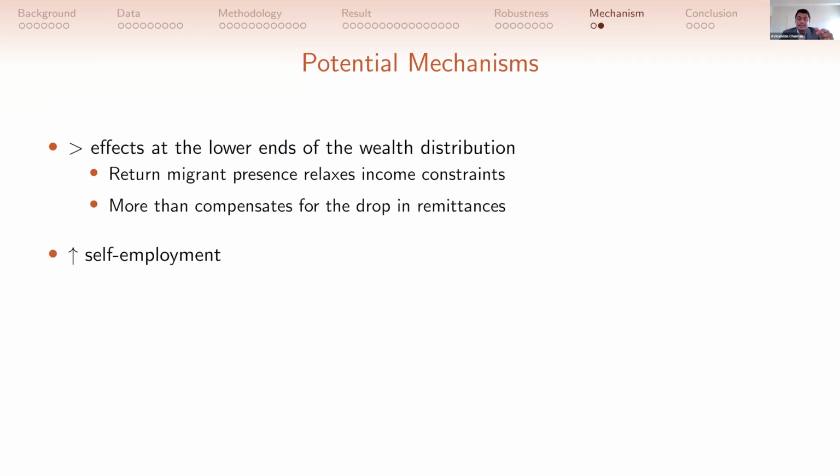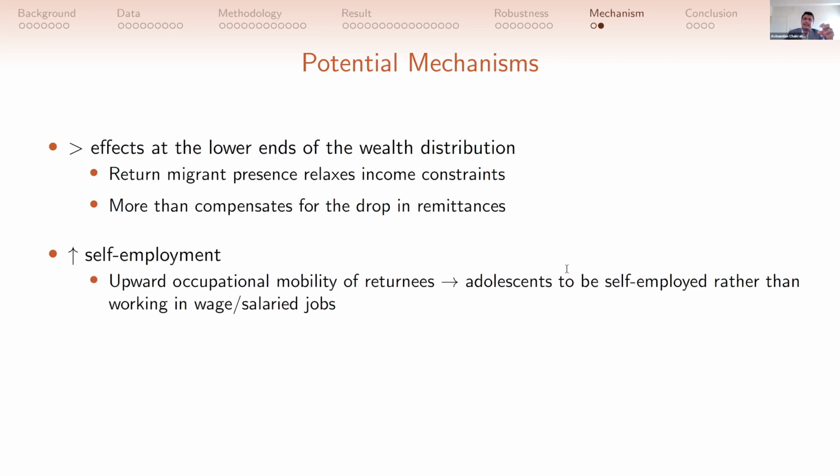The one interesting result that we found is the increase in self-employment. Now, although there is a decrease in the other types of work, wage, salaried or unpaid work, and an increase in non-participation, we find that there is an increase in self-employment. The reason being that for the returnees in the household, there is upward occupational mobility. And adolescents are supposed to be self-employed because maybe the people who are returning back home are investing in entrepreneurial activities, rather than being in wage salary jobs.